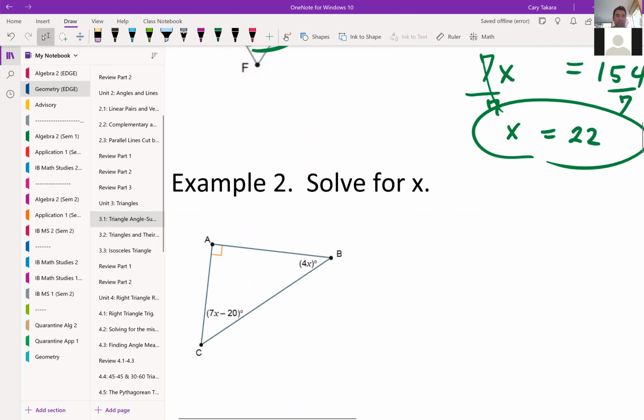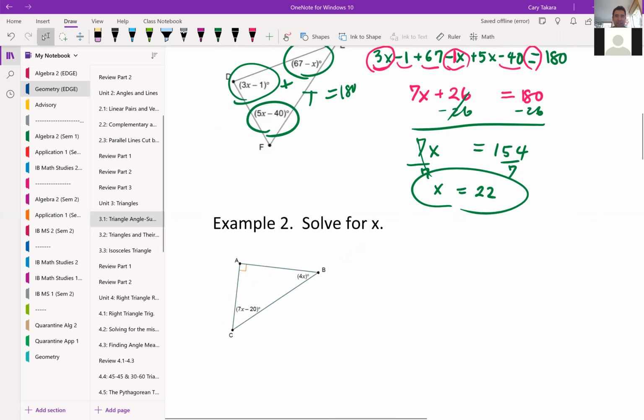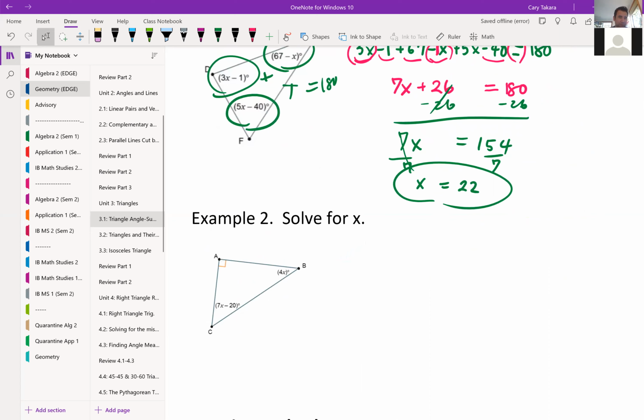Why don't you try this one? Number 2. What does this mean, guys? Let's just make sure that everybody is on the same page. What does that marking mean? That means it is a 90-degree angle. Thank you. So this is a 90-degree angle. Let me just put that. So now let's set up an equation and solve for x. Please share your solutions in the chat.